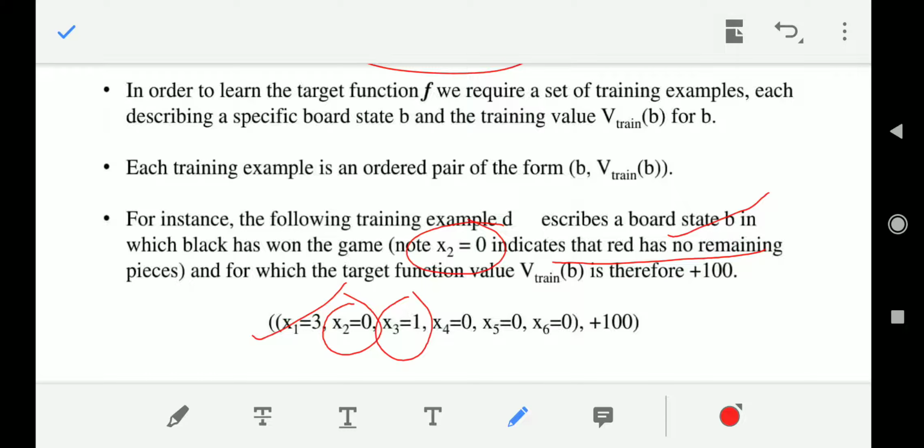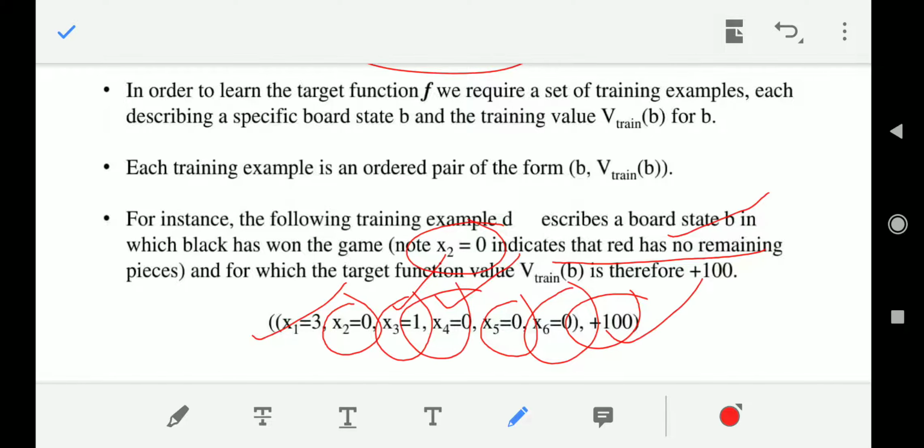x3 represents the black king. There will be only one king. Are you understanding? There will be only one king at the end of the battle. There will be no two kings. x4 is 0 because there is no red king. x3 is 1 because there is a black king. x5 is 0 because there are no pieces threatening each other now. So x6 is also 0. There are no pieces, either black or red, threatening each other because the game is won, right? There is only one piece, that is the king, and some black pieces. So as the game is won, we are assigning the value V of B as 100.